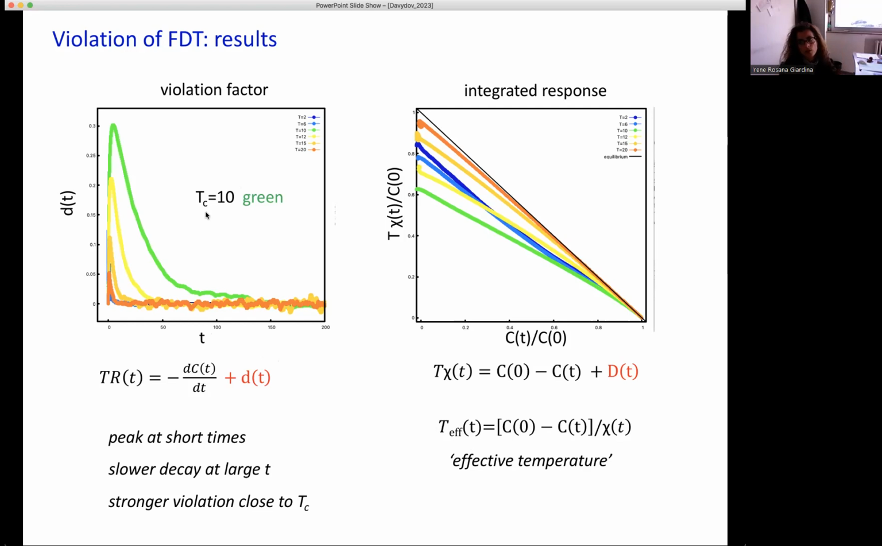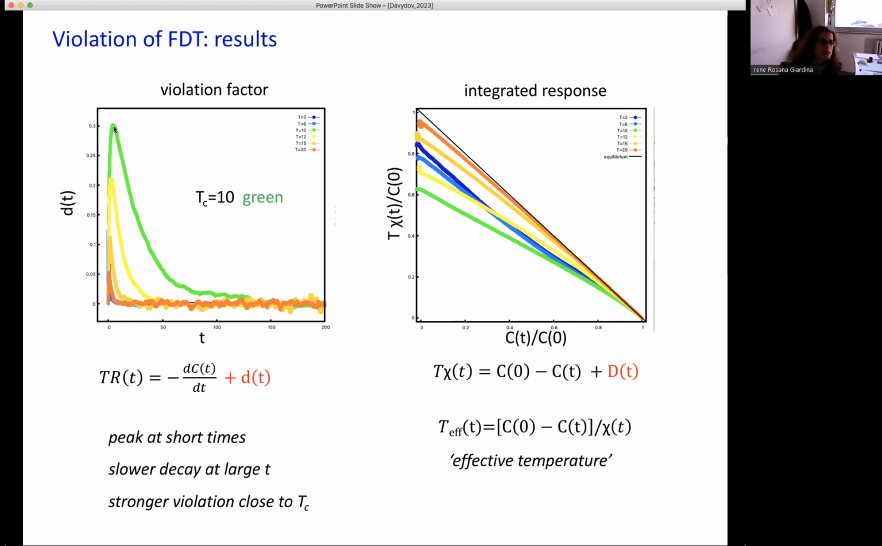Let me also comment on another point. If we look at this D of t, we see that there is clearly something happening on the short scales, which is this big peak, okay? And then there is a large scale decay, which is longer the closer I am to Tc. So there is some local process which seems to be always the same, occurring always at the same time scale independently of the temperature, and a longer decay, which is temperature dependent and tends to be larger the closer I am to Tc. So this seems something critical, okay? And we will see that it is. To quantify this violation of equilibrium a little better, we can choose two indicators, two scalar indicators, two numbers.